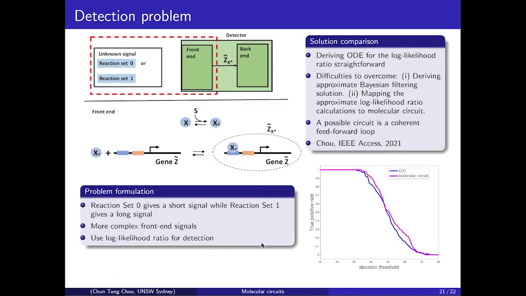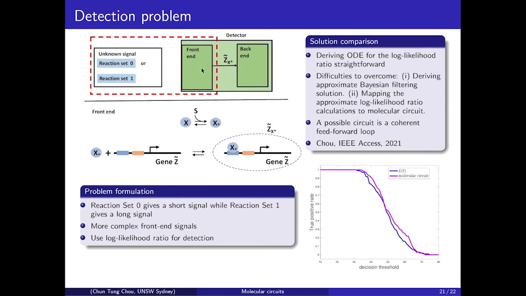Now, the next thing I want to talk about is, yes, we have done the molecular communications demodulation problems, but the same framework can be used for solving detection problems. For the detection problems, we have 2 unknown signals. It can be generated by either reaction set 0 or reaction set 1. We don't know which one, and we want to have a detector to tell us which reaction was actually used.